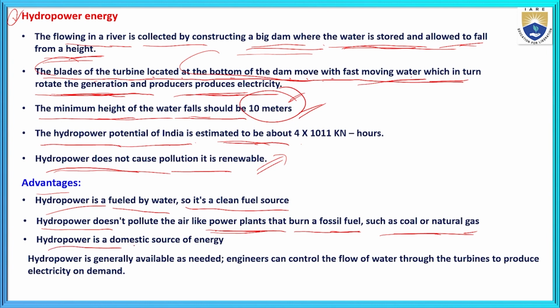Hydropower is a domestic source of energy. Hydropower is generally available as needed. Engineers can control the flow of water through the turbines to produce electricity on demand.